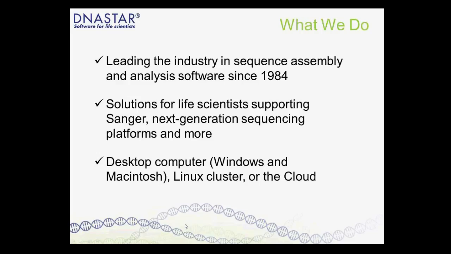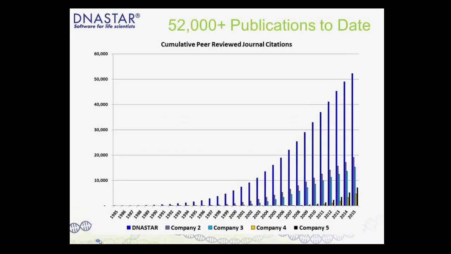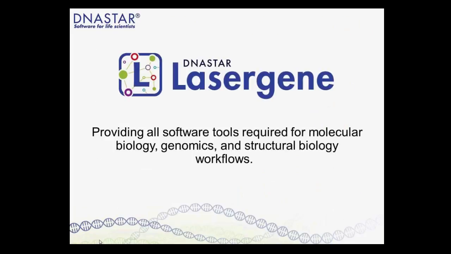We've been leading in the industry since 1984. We have all different solutions, ranging from Sanger to NGS data. Software runs on Windows and Macintosh. Our assembler also runs on Linux, and we also have cloud options. We're frequently cited in peer-reviewed journals, with more than twice as many citations and references as our next nearest competitor. So this really is software developed for researchers for research purposes.